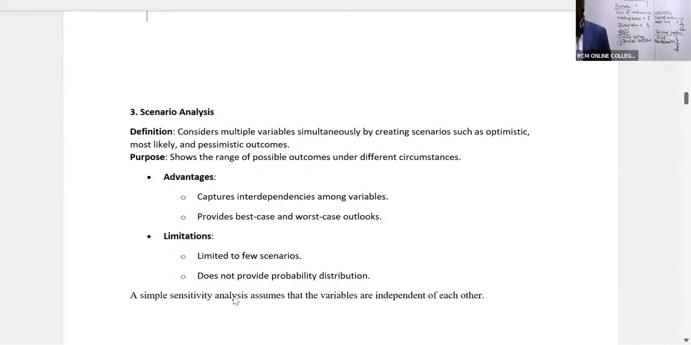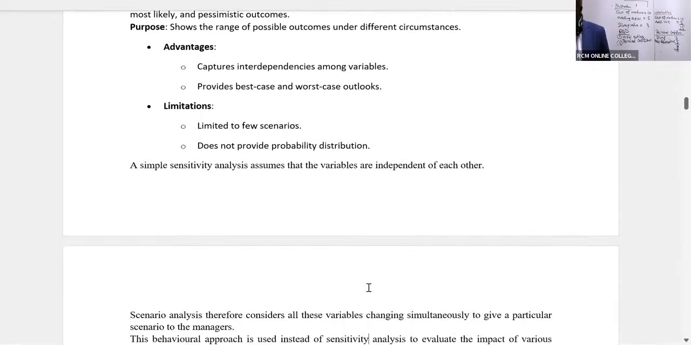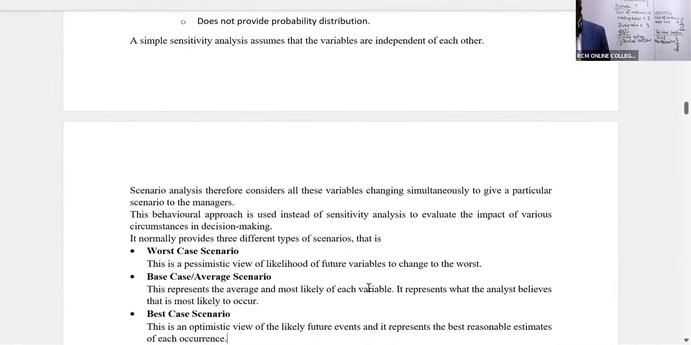A simple sensitivity analysis assumes that variables are independent of each other and we normally vary them one at a time. Scenario analysis therefore considers all these variables changing simultaneously to give a particular scenario to the managers. This behavioral approach is used instead of sensitivity analysis to evaluate the impact of various circumstances in decision making. It normally provides three different types of scenarios.